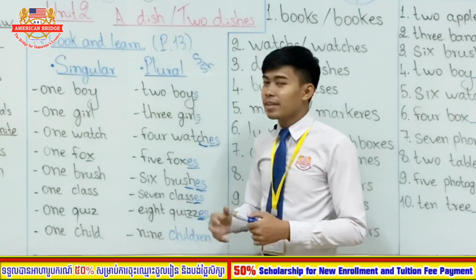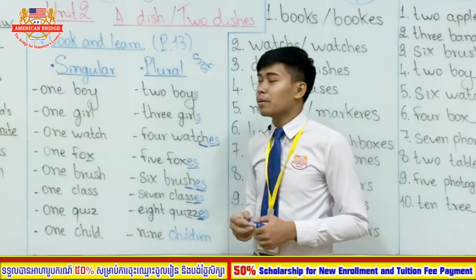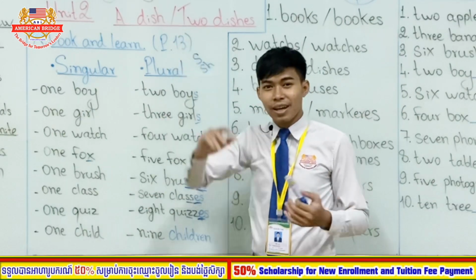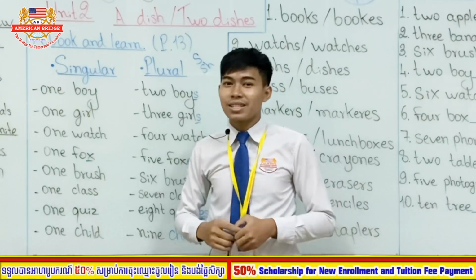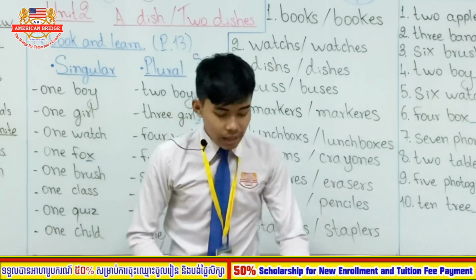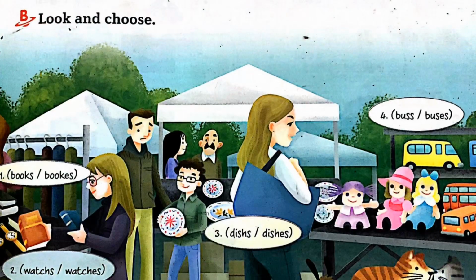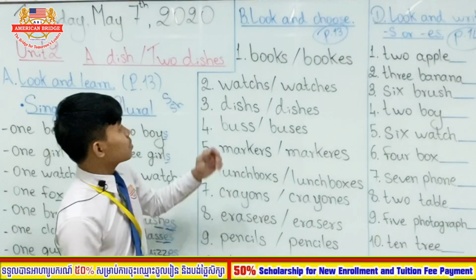So now we have finished singular and plural. Do you have any questions? Raise your hand, please. Okay, you don't raise your hand. So now let's go to exercise B. Exercise B here is in your book on page 13. There are 4, but I include 6 more, so we have 10, right? If you do a lot of exercises, you will know more, right? That's why I include 6 more exercises. So we have 10 here. Okay, so exercise B, look and choose.